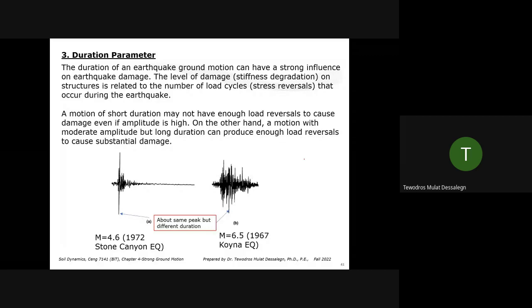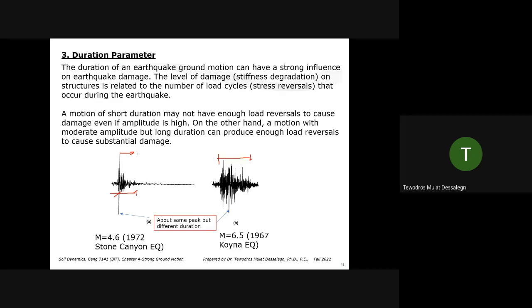Duration parameter. The duration, we discussed it briefly last time. You may have seismic input motion with a larger peak, but shorter duration. But another earthquake is a lower peak with a larger duration. So depending on which one you choose, duration is another parameter you should consider.